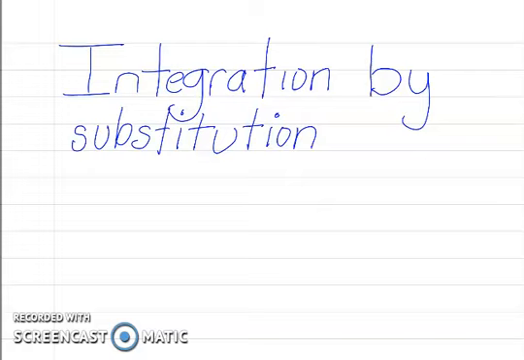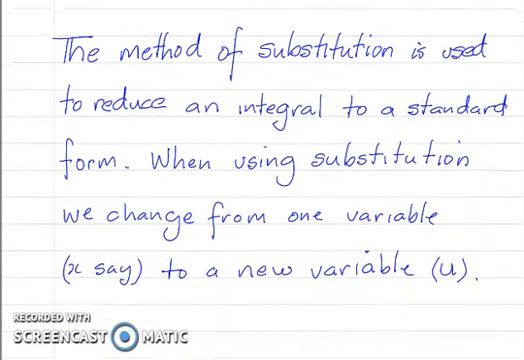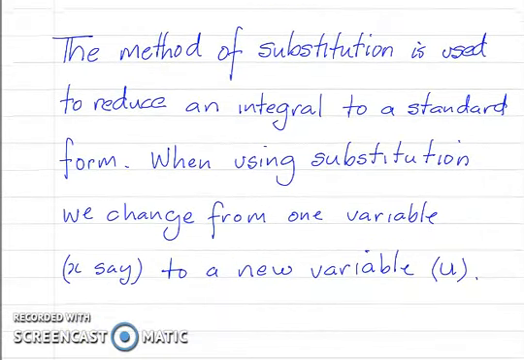Integration by substitution. Now, the method of substitution is used to reduce an integral to a standard form. Essentially, that is saying substitution may be used when you get a function to integrate that is not in a format that you know directly how to integrate. In such a case, you can use the method of substitution.